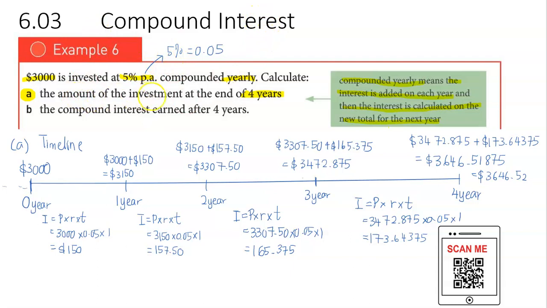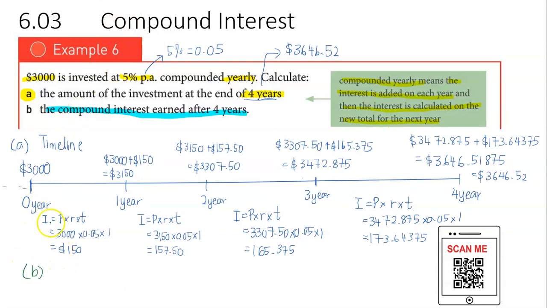So my question was the amount of the investment at the end of 4 years. So at the end of 4 years, you just say over here, the amount will be $3646.52. So let's look at the second question: the compound interest earned after 4 years. That means how much value you earn in these 4 years. So how are you going to calculate the interest value?